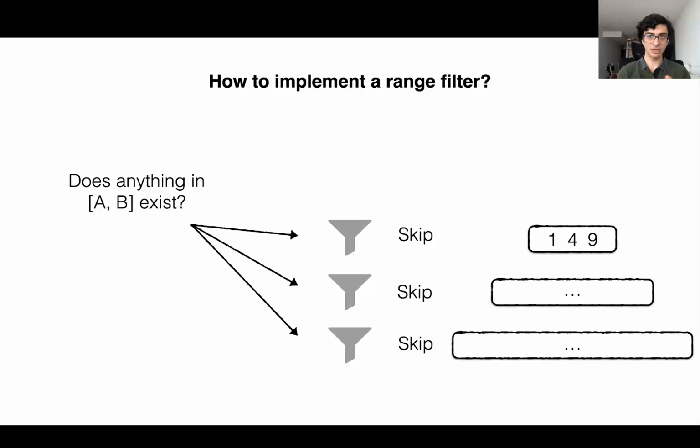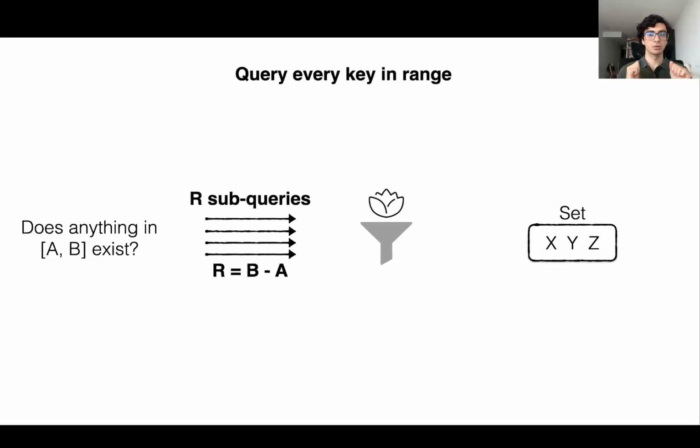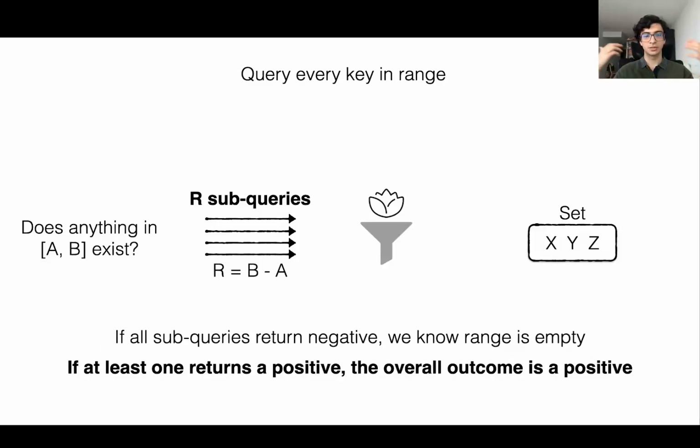So the core question becomes, how do we actually implement a range filter? As a strawman solution, one might consider using a standard point filter to do range filtering. You might consider using a traditional Bloom filter, and the idea would basically be that we issue a subquery for every single one of the keys in the range that we're interested in. If all of those subqueries return negative, we know that the range is empty, but if at least one of them returns a positive, then the overall outcome becomes a positive.